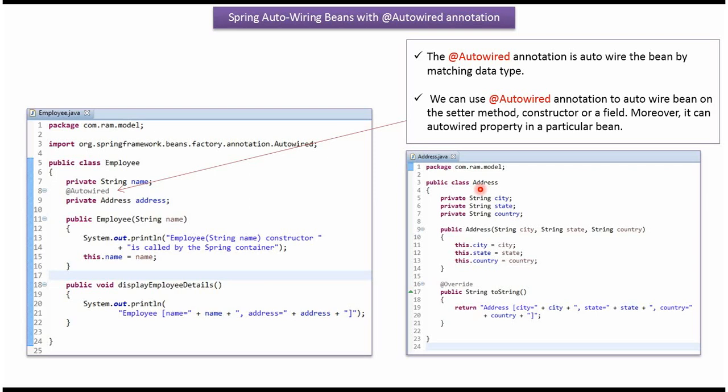Here I have defined the class Address. It has three properties: city, state, and country. And it has an Address constructor which accepts city, state, and country. Here I have overridden the toString method.